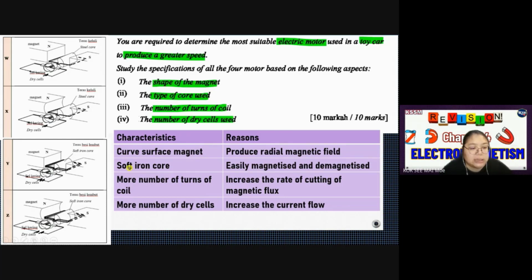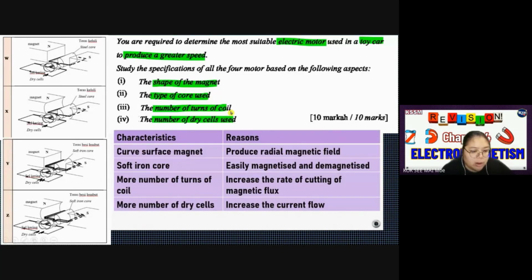Shape of the magnet, is it curved? Magnet also can be flat. Don't just say curved. I don't know what curved means. You must answer the question. Curved produces a radial magnetic field. Okay, type of the core. We're using soft iron core. When you answer, you can say soft iron core is used. Okay, the reason everybody knows: easy to magnetize and demagnetize.